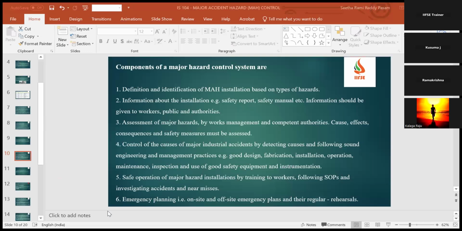handling of emergency situations and how they can safeguard themselves during emergency situations.